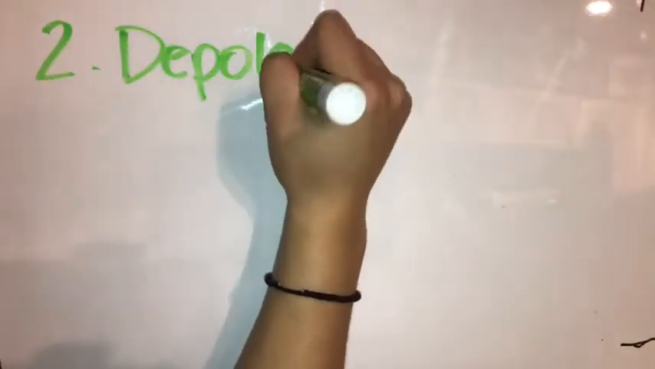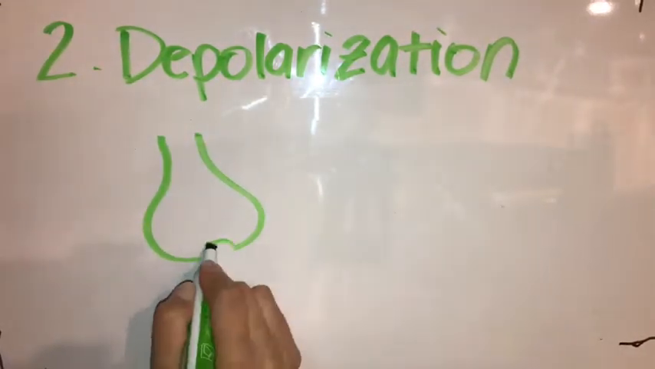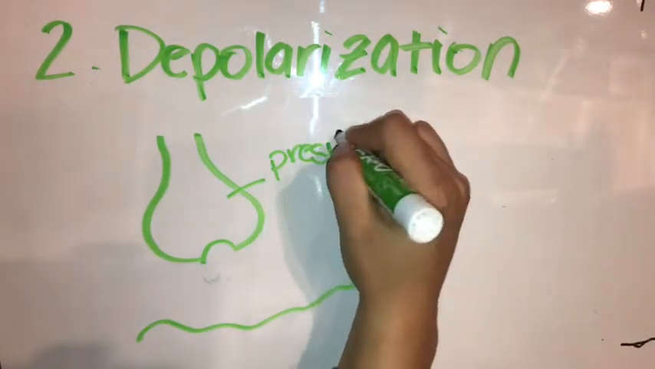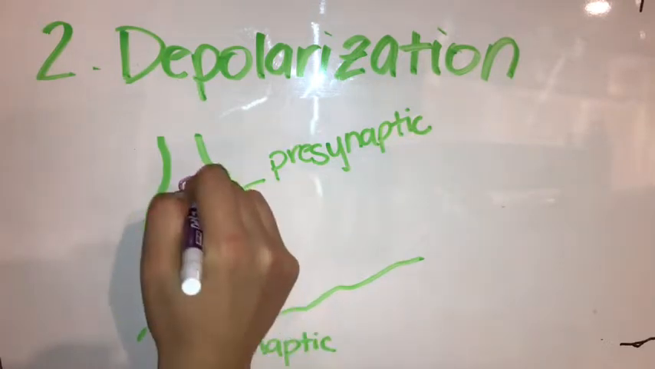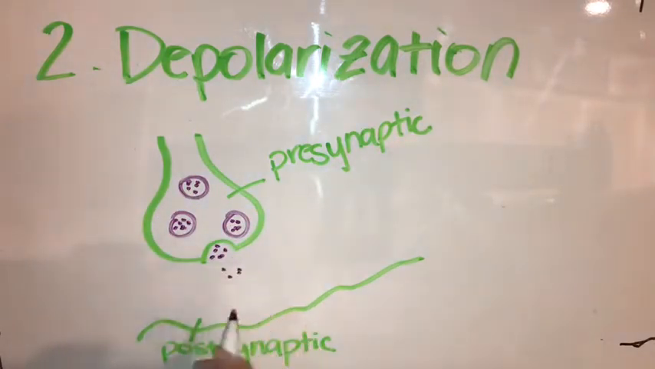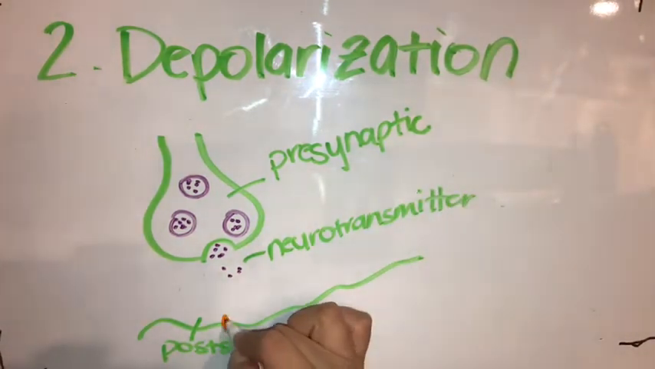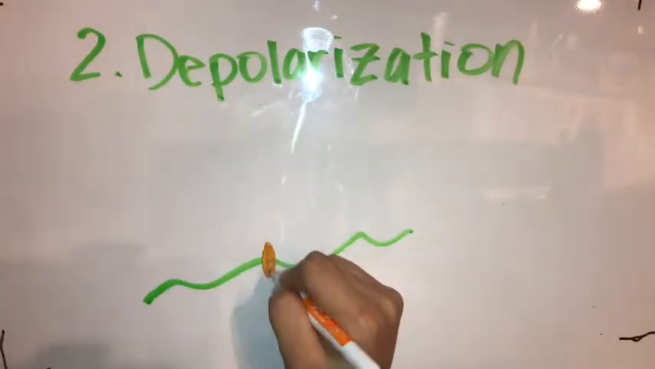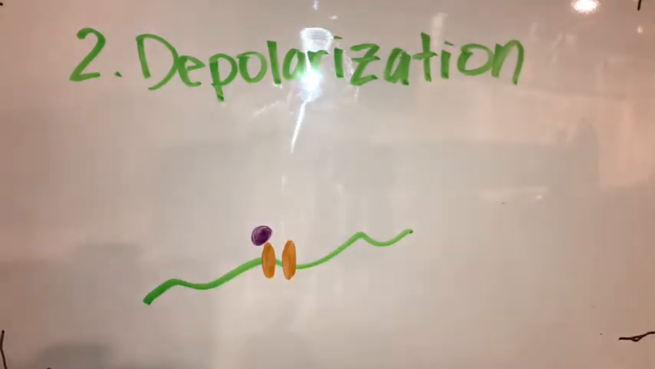Step 2 will be rapid depolarization. Depolarization means to make it positive. This will consist of neurotransmitters that are released from the presynaptic cell to bind to the receptors of the postsynaptic cell. Once they have binded in the chemically gated channel, it allows for sodium to enter the cell.